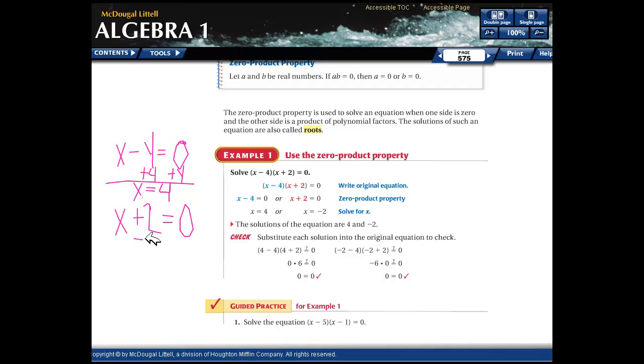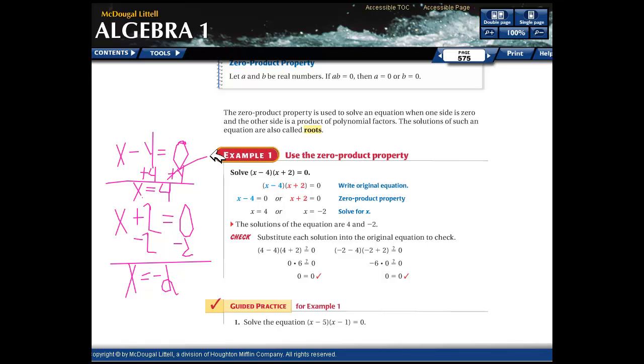Do the same thing with this, minus 2 to both sides. So x is equal to negative 2. So x is equal to 4, x is equal to negative 2. Both of those are solutions. You can substitute both of them back in there to see if it works.